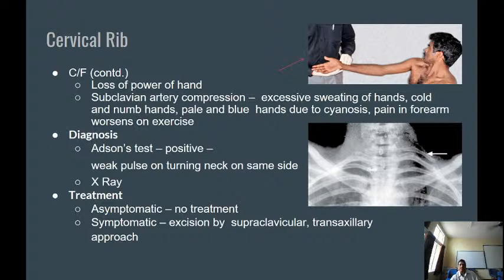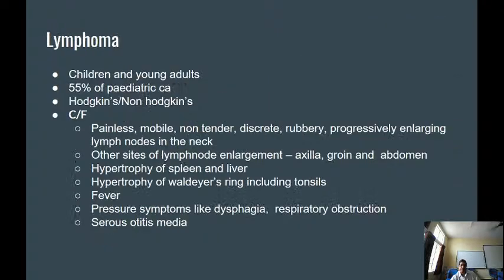The cervical rib: there is a swelling in the supraclavicular region, and the patient has paresthesia, sometimes numbness in the limbs, and so the test that is done is Adson's test, which is positive, and radiologically you see the X-ray of the cervical rib. If it is causing symptoms, the rib is excised to release the blood vessels and the nerves.